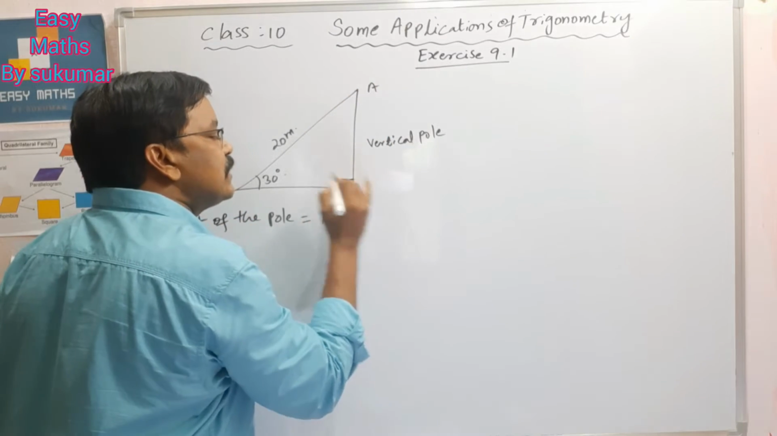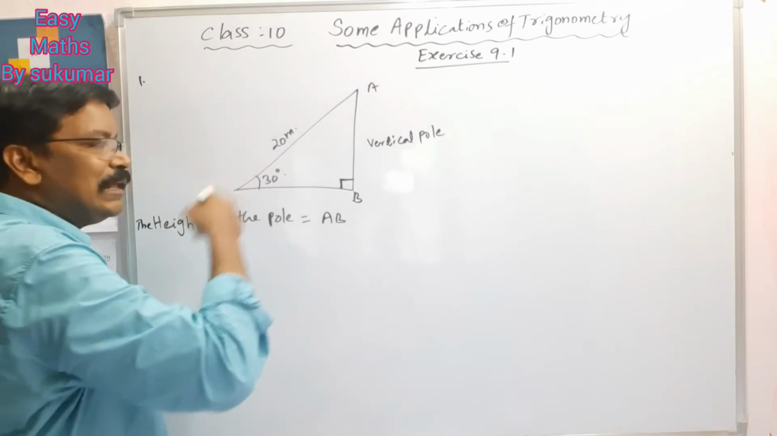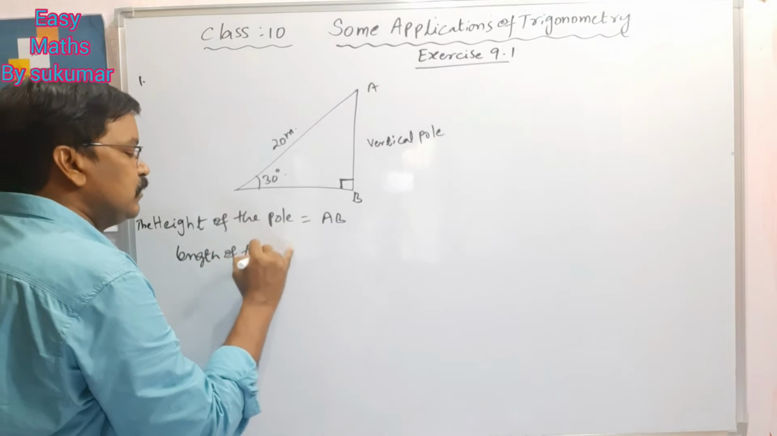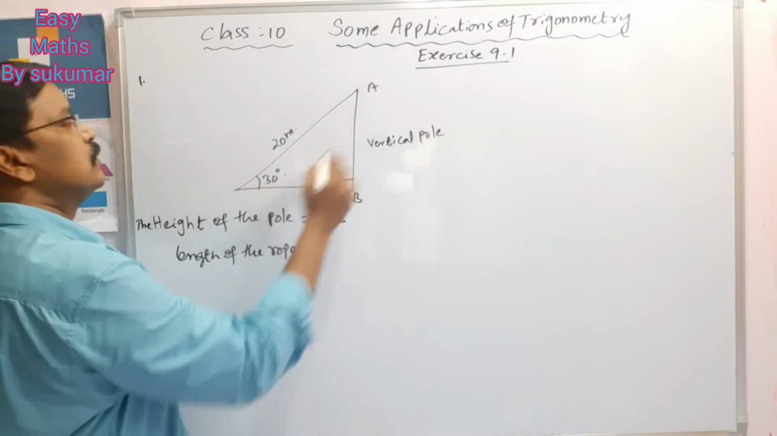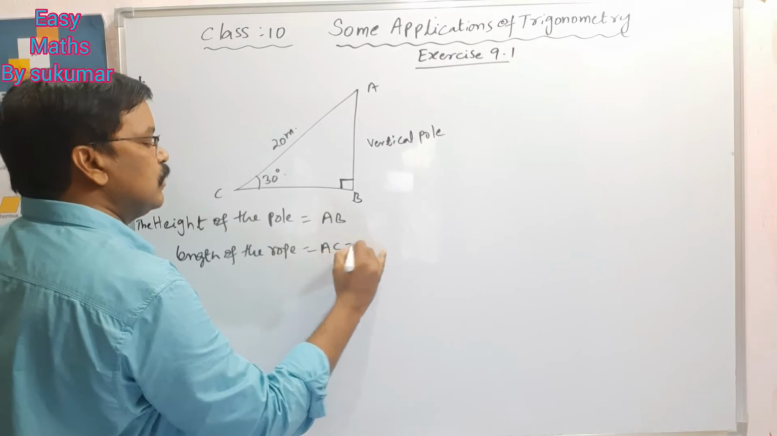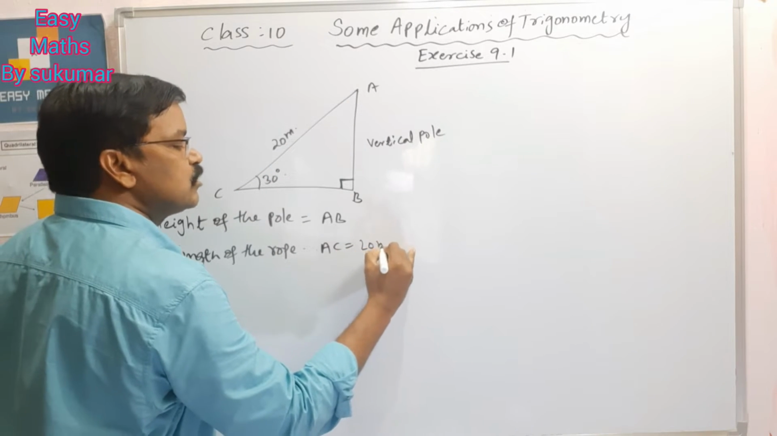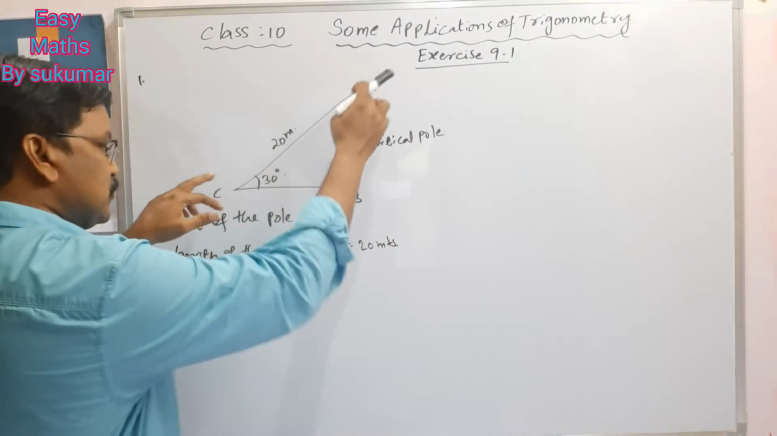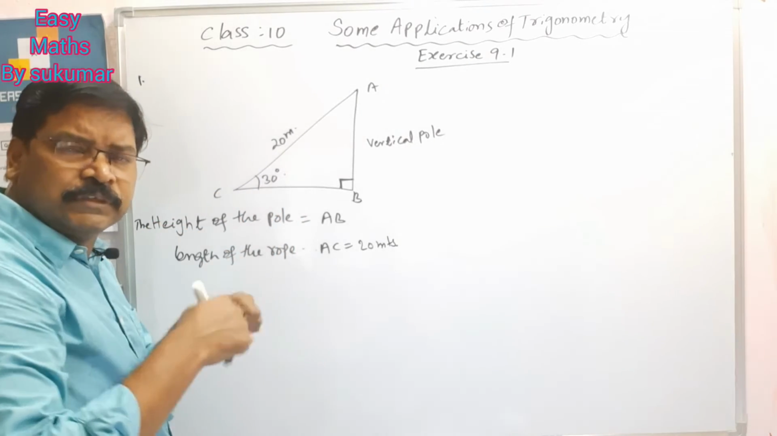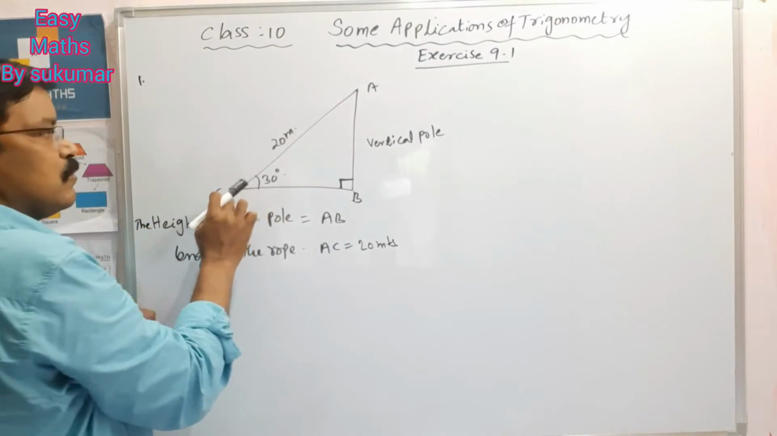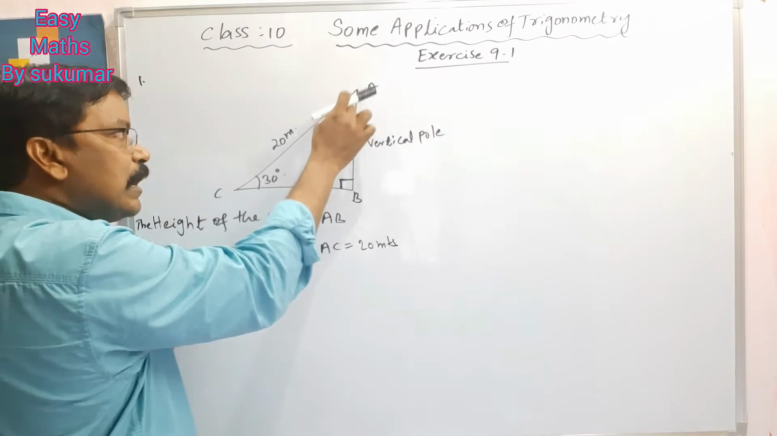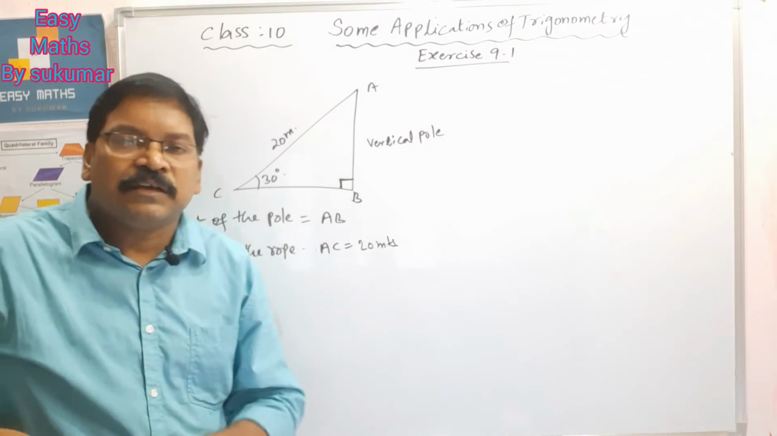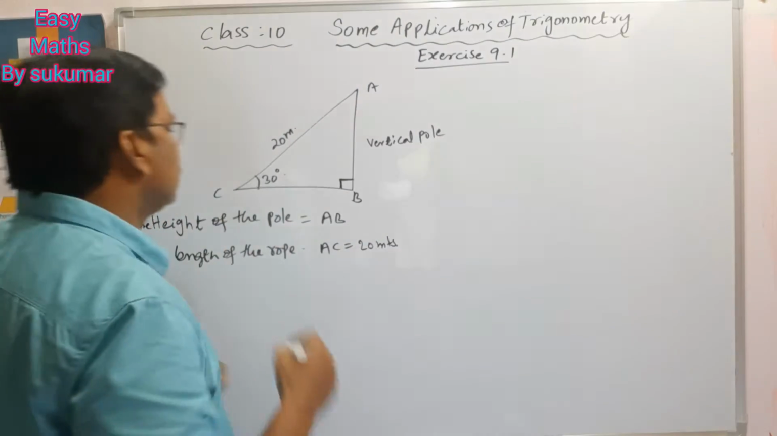So this is 90 degrees. And what is the length of the rope? The length of the rope is AC, which is equal to 20 meters. It is given in the statement. This rope is tightly tied with the ground. Actually, one end is tied at the top of the pole, and the other end is tightly tied at the ground. Right.